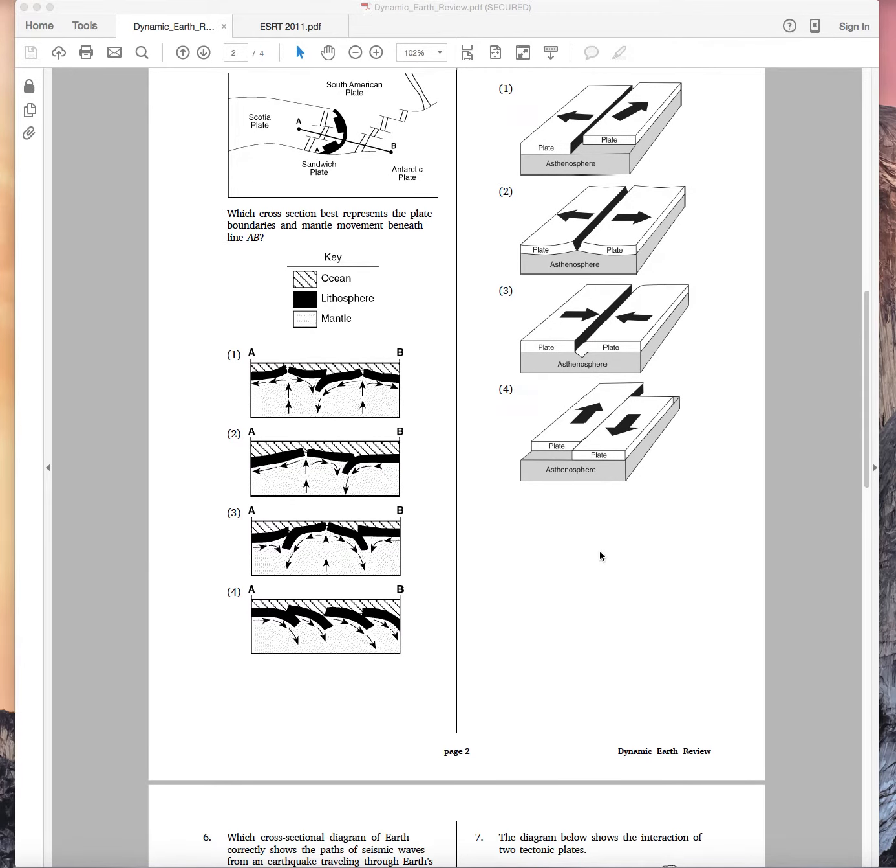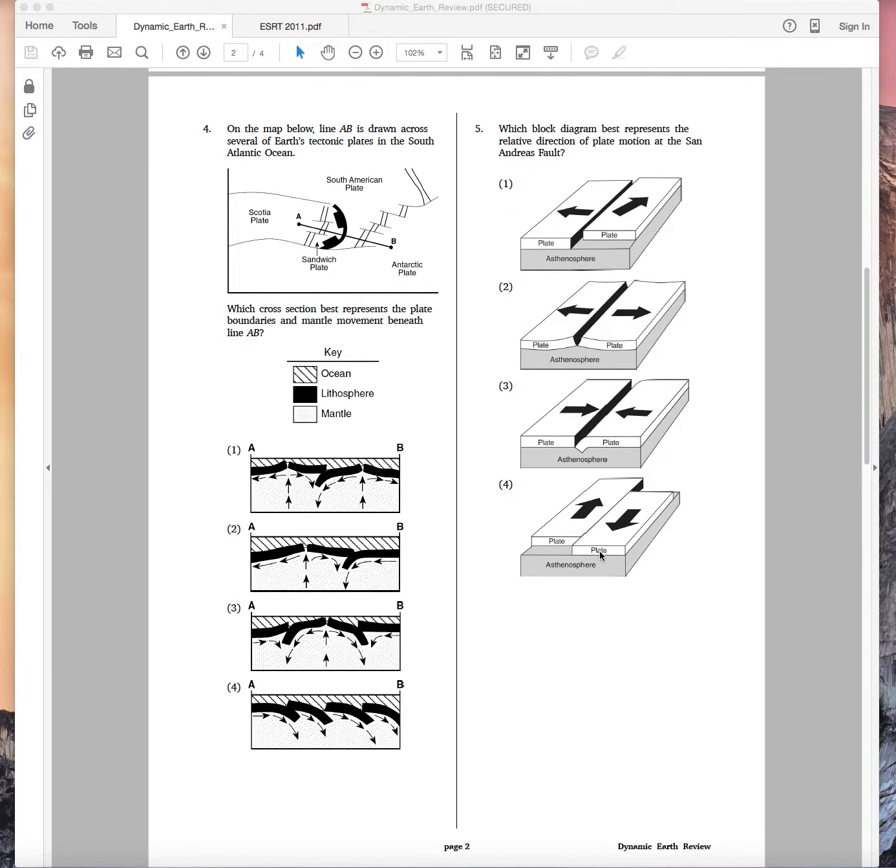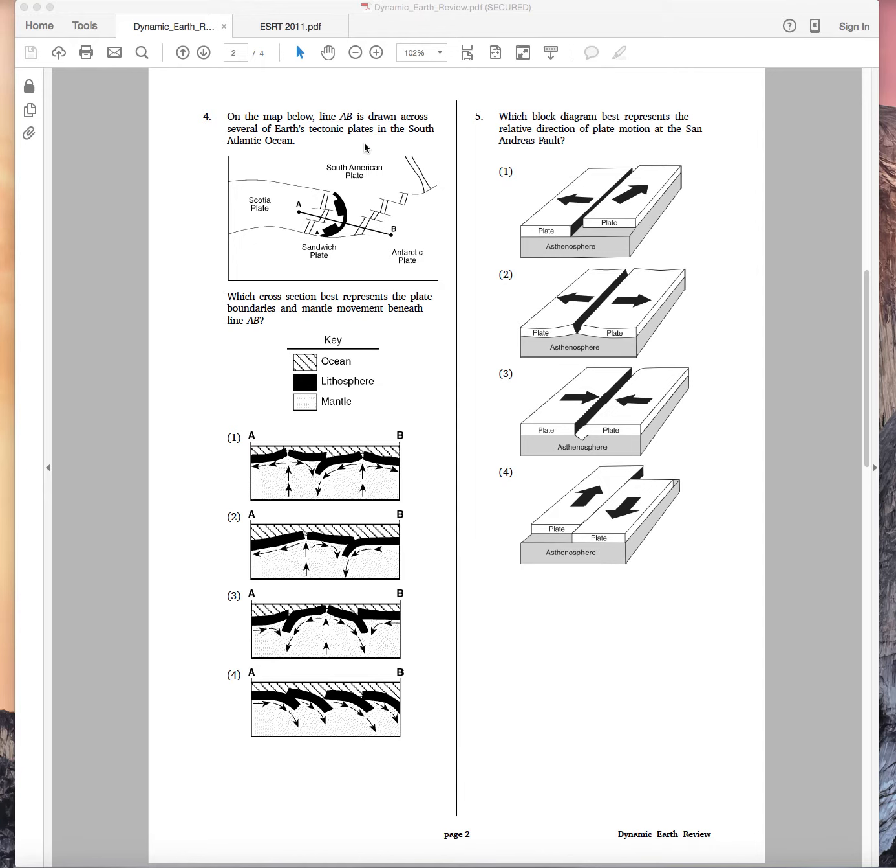Moving on, let's go to number 4. On the map below, line AB is drawn across several of the Earth's tectonic plates in the South Atlantic Ocean. Which cross-section best represents the plate boundaries and mantle movement beneath line AB? So we have a Scotia plate, Sandwich plate, South American plate, and the Antarctic plate.